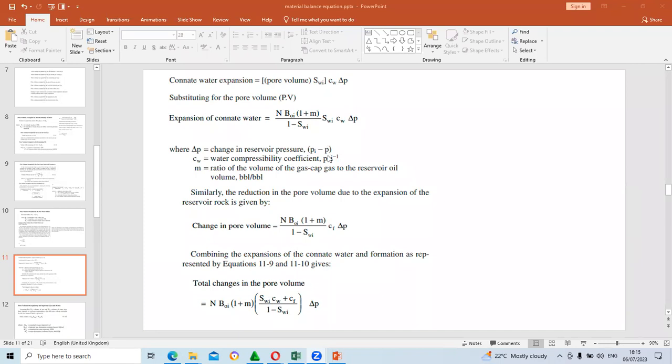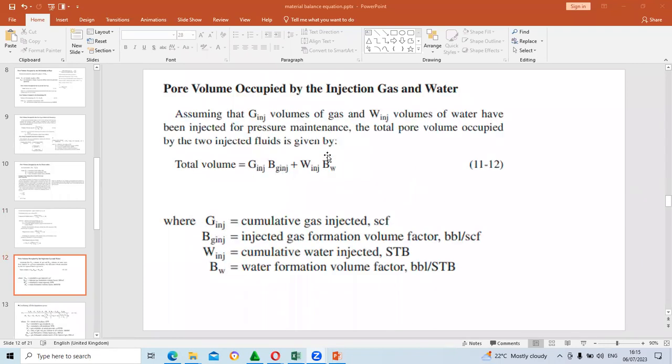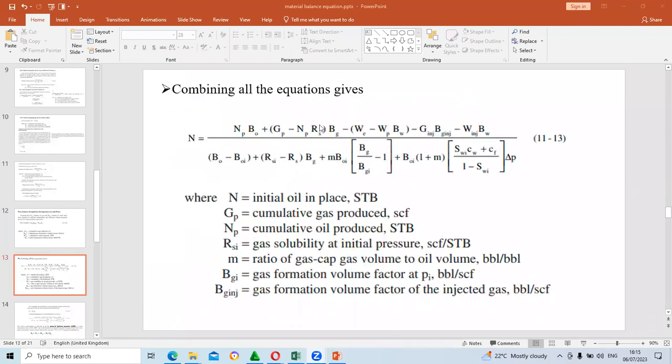So the essence is, once all of these things have been calculated, this one is in case we have injection. We have gas injection and we have water injection. So at the end of the day, if you substitute all those quantities in that formula and you make N the subject, this is what it will give us. Remember, one of the essences of the material balance equation is to calculate the value of N, which is the initial oil in place.